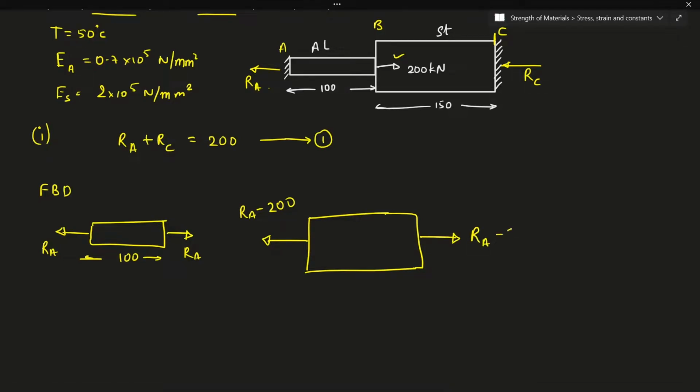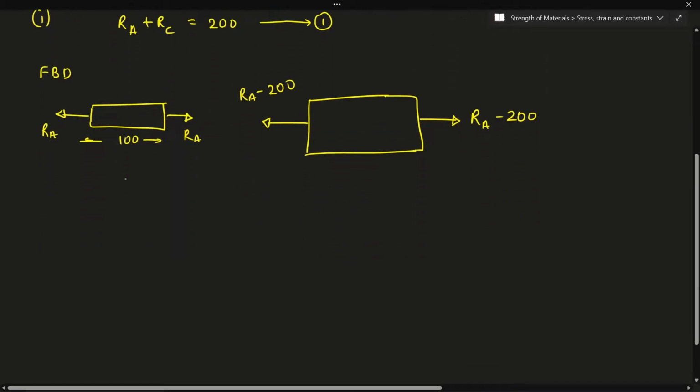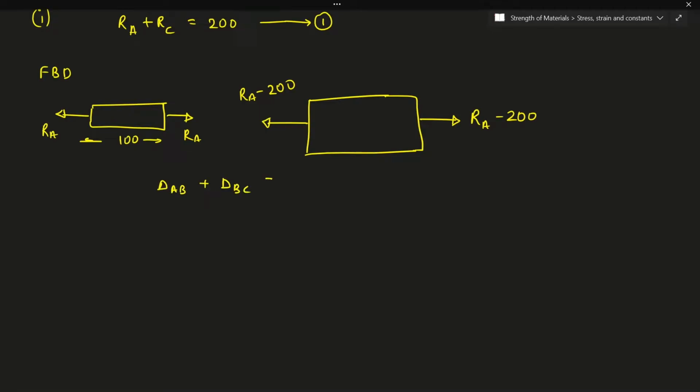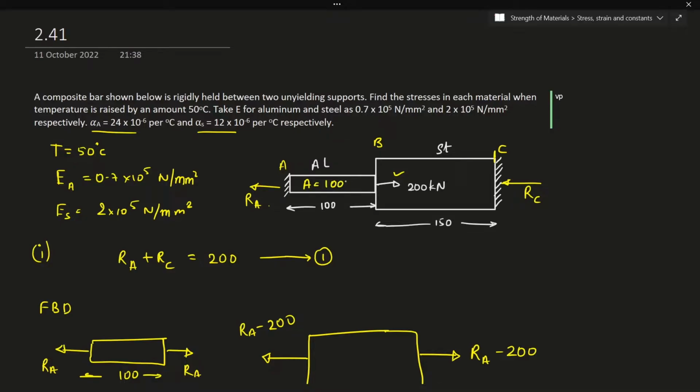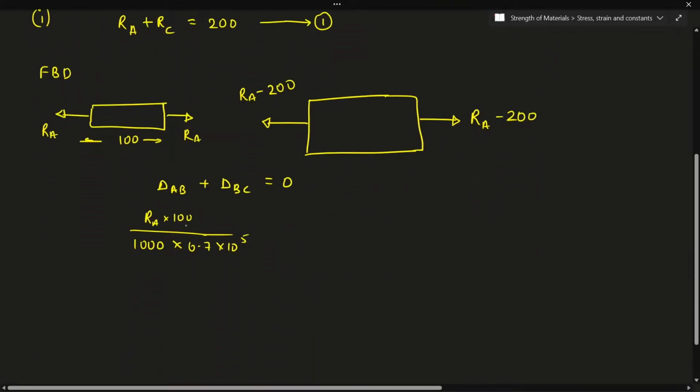Now, since the supports are unyielding, we can write that delta AB plus delta BC is equal to 0, which is nothing but RA into the length, which is 100, divided by the area, which is 1000 again, into 0.7 into 10 to the power of 5. I think the data is missing in this particular equation. So here the area is 1000 mm square, and here the area is 1500 mm square. This data was missed out while typing out the question, sorry for that.